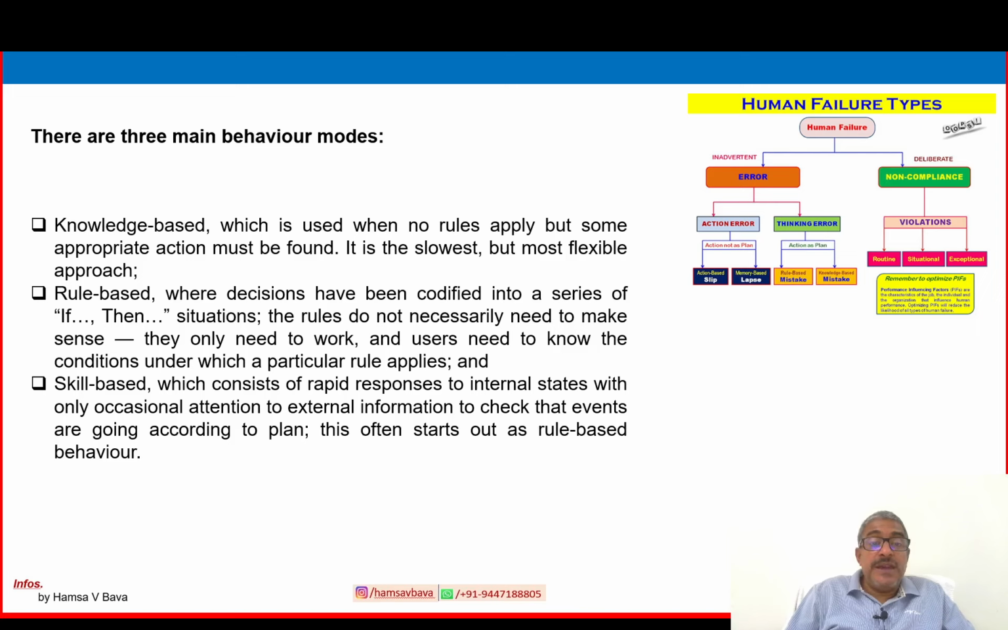Skill based behavior as well, which consists of rapid response to internal states with only occasional attention to external information to check that events are going according to plan. This often starts out as rule based behavior.